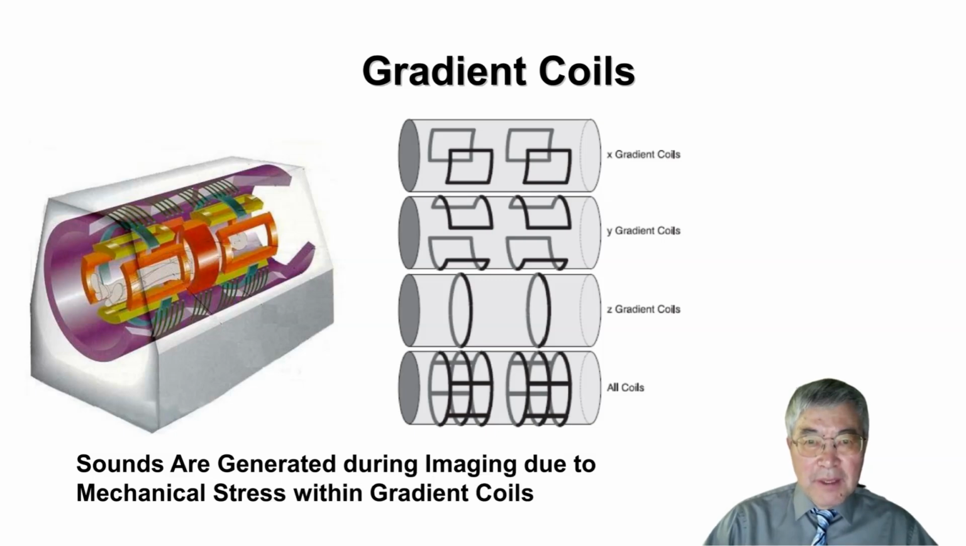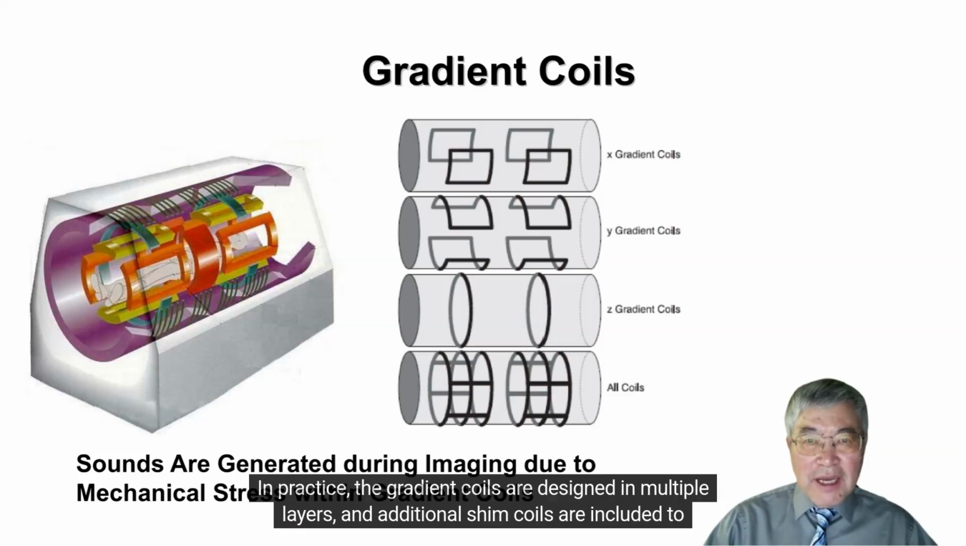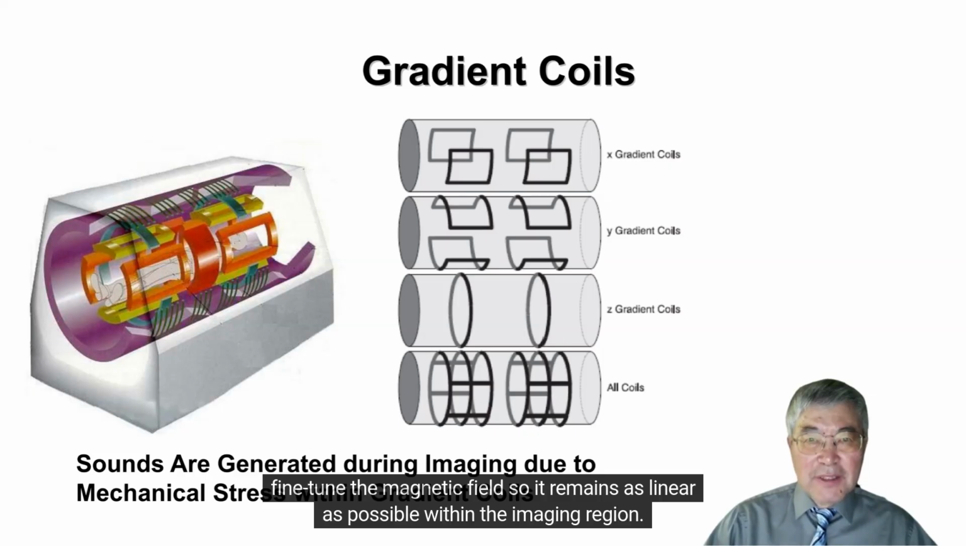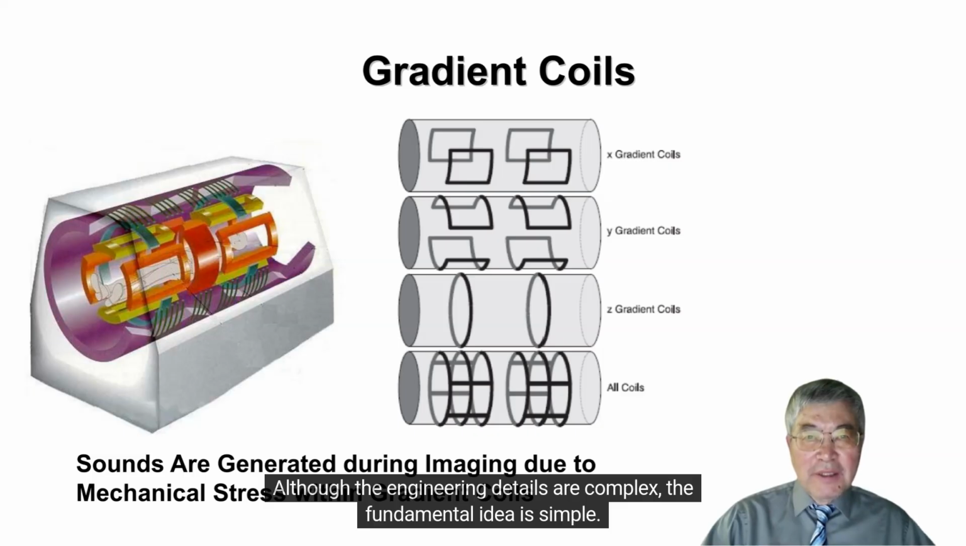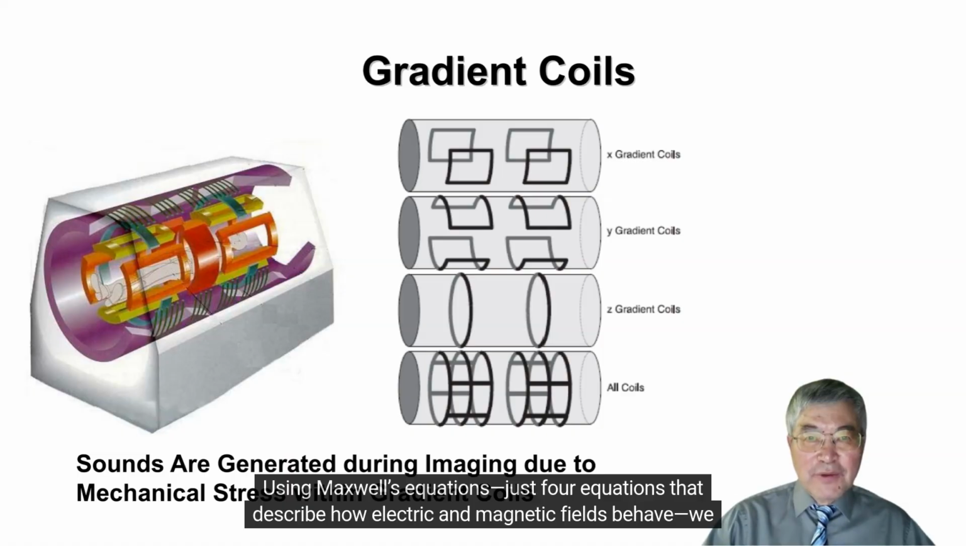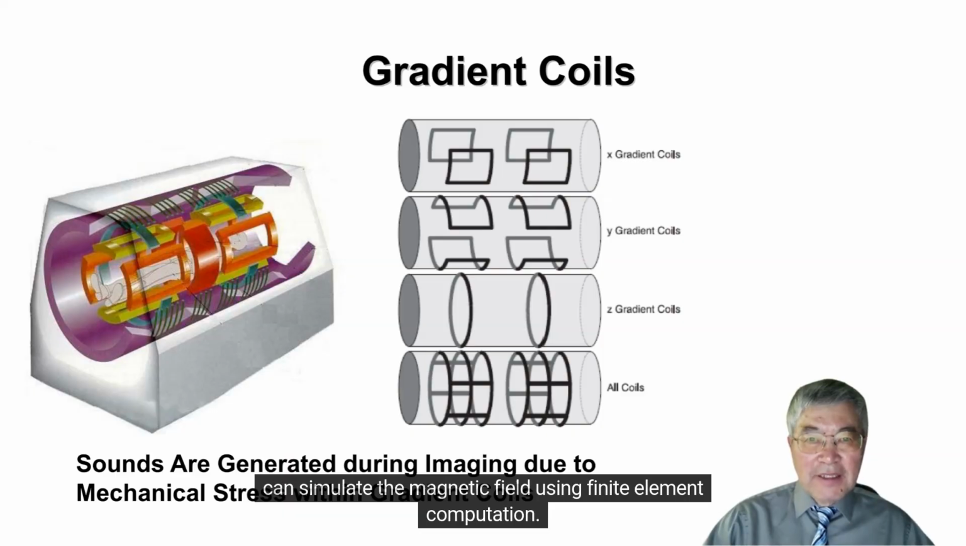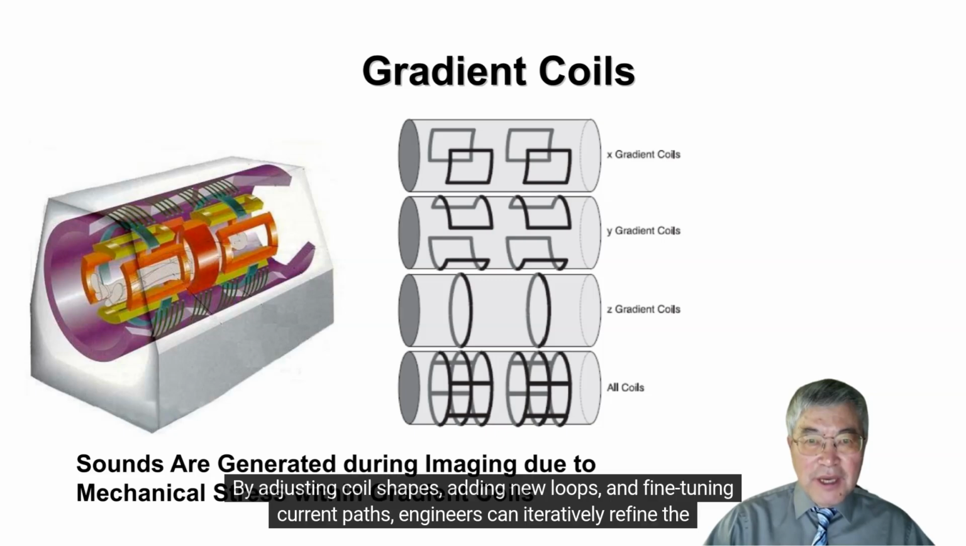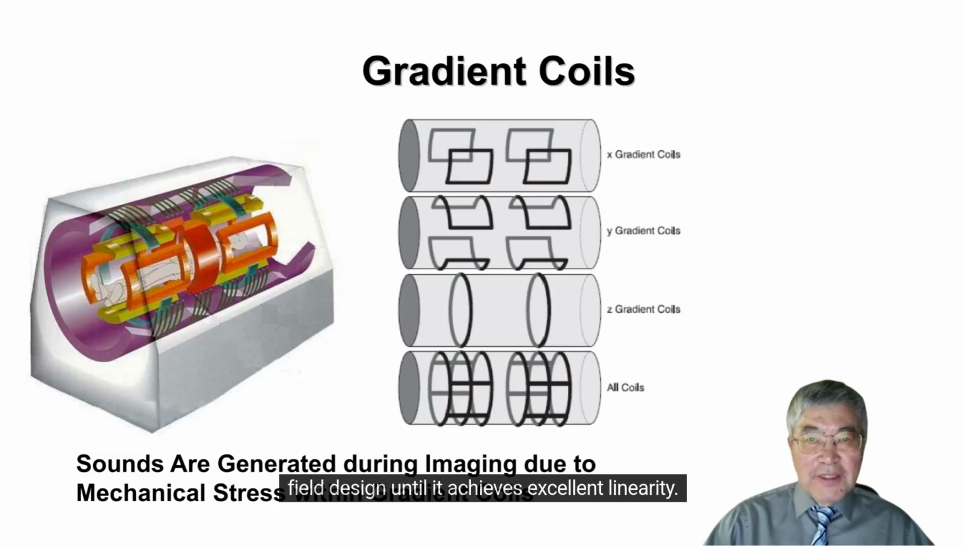In practice, the gradient coils are designed in multiple layers, and additional shim coils are included to fine-tune the magnetic field so it remains as linear as possible within the imaging region. Although the engineering details are complex, the fundamental idea is simple. Using Maxwell's equations, just 4 equations that describe how electric and magnetic fields behave, we can simulate the magnetic field using finite element computation. By adjusting coil shapes, adding new loops, and fine-tuning current paths, engineers can iteratively refine the field design until it achieves excellent linearity.